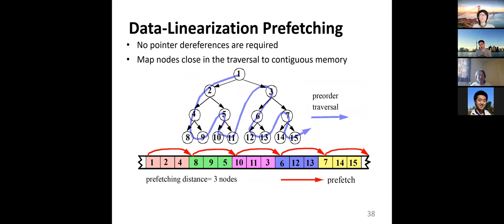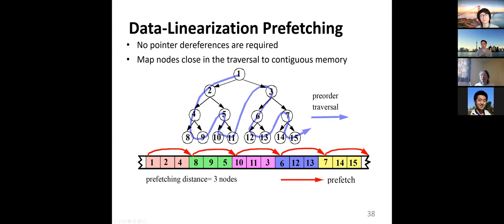Okay. And the next improvement over that is data linearization prefetching. Remember before I said that with history, we were trying to add virtually that plus three into every node. Instead of having the history pointer, you can actually try to linearize your tree. You try to store it in an array-like fashion, depending on the traversal, explicitly. So if you go 1, 2, 4, 8, 9, 5, that's how you store it: 1, 2, 4, 8, 9, 5, 10, 1, 3, and so on.